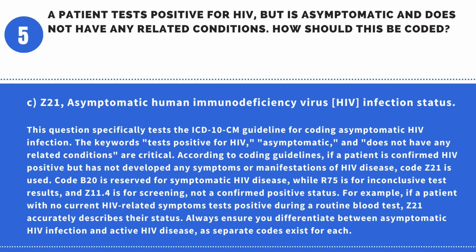Code B20 is reserved for symptomatic HIV disease, while R75 is for inconclusive test results and Z11.4 is for screening, not a confirmed positive status. For example, if a patient with no current HIV-related symptoms tests positive during a routine blood test, Z21 accurately describes their status. Always ensure you differentiate between asymptomatic HIV infection and active HIV disease, as separate codes exist for each.